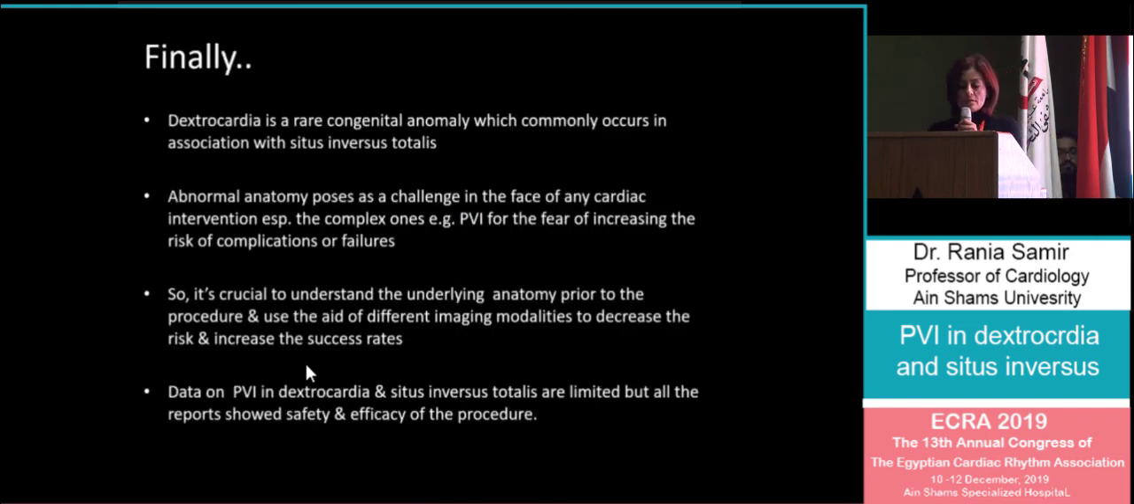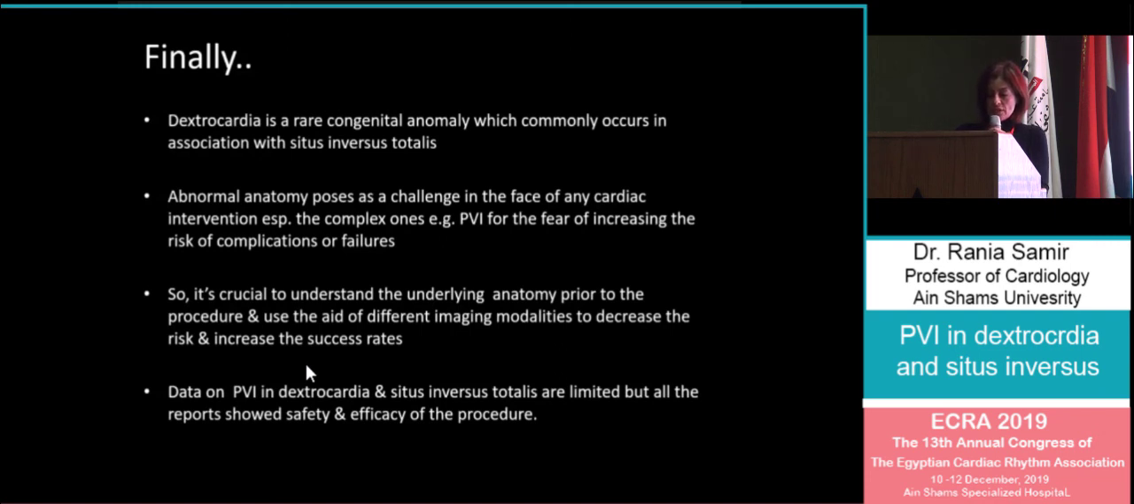Finally, dextrocardia is a very rare congenital anomaly which commonly occurs in association with situs inversus totalis. Abnormal anatomy poses a challenge in the face of any cardiac interventionist, especially for complex procedures like pulmonary vein isolation, for the fear of increasing the risk of complications or failures. So it's crucial to understand the underlying anatomy prior to the procedure and use the aid of different imaging modalities to decrease the risk and increase the success rates.